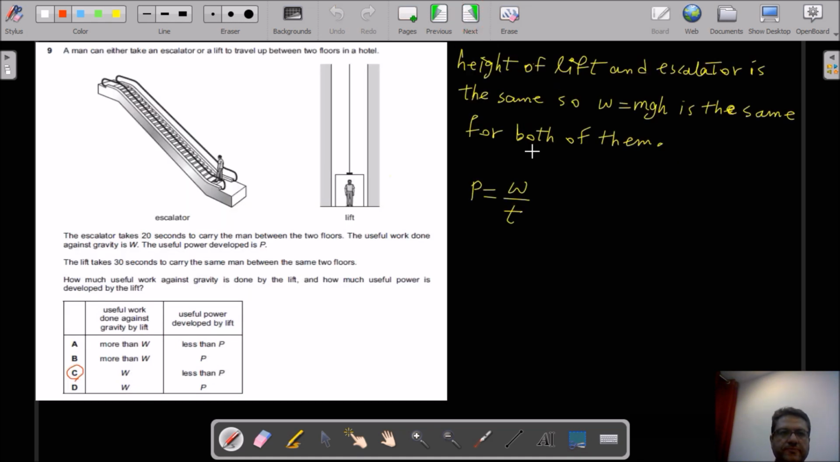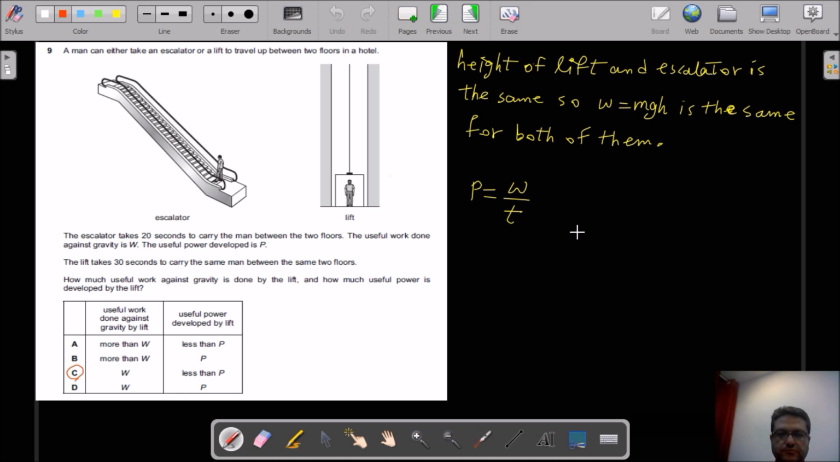Okay, question 9. A man can either take an escalator or a lift to travel up between 2 floors in a hotel. The escalator takes 20 seconds to carry the man between the 2 floors. The useful work done against gravity is W. The useful power developed is P. The lift takes 30 seconds to carry the same man between the same 2 floors. How much useful work against gravity is done by the lift, and how much useful power is developed by the lift?